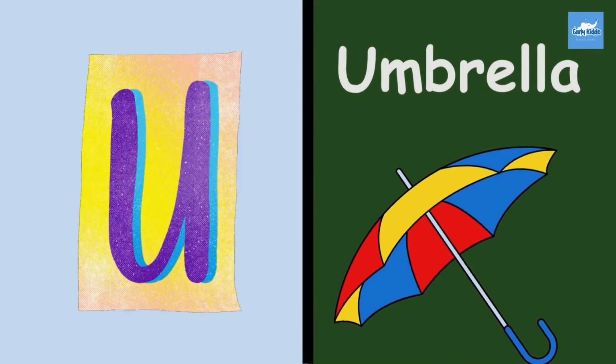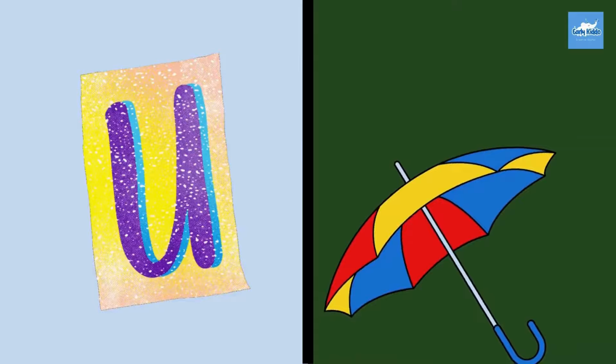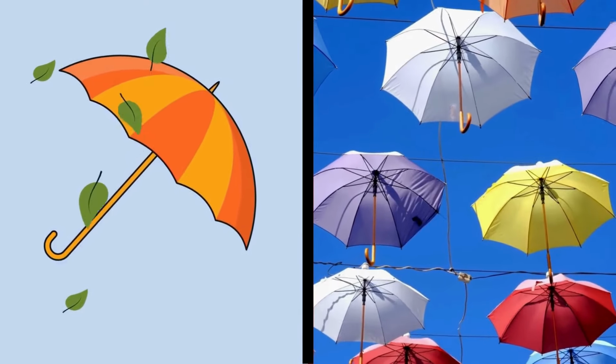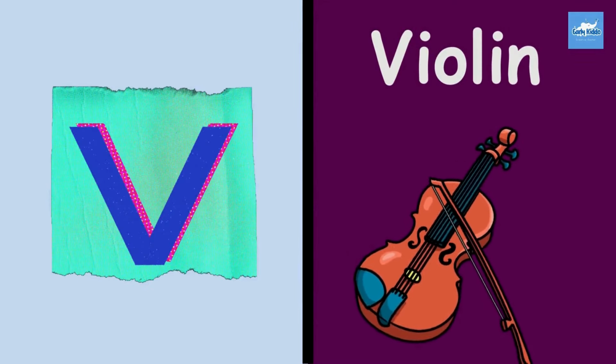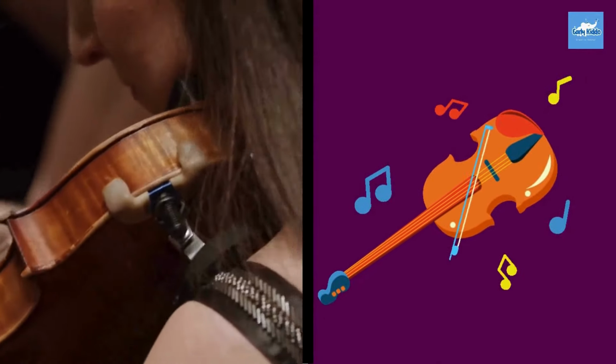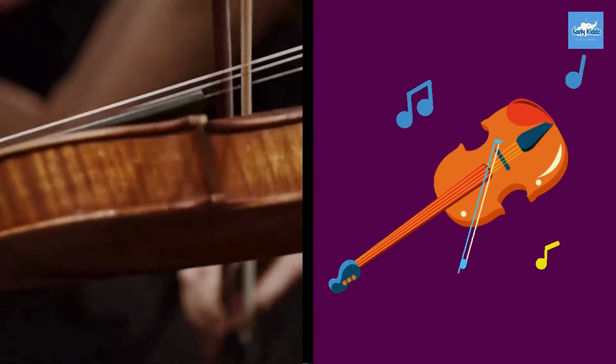U is for umbrella. A, a, umbrella. U, umbrella. V is for violin. V, v, violin. V, violin.